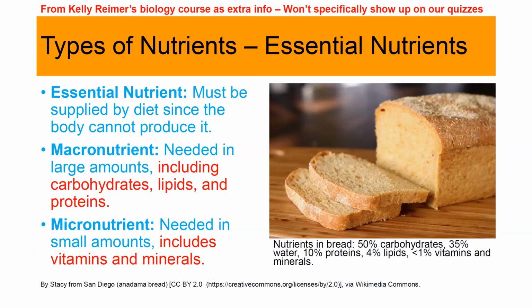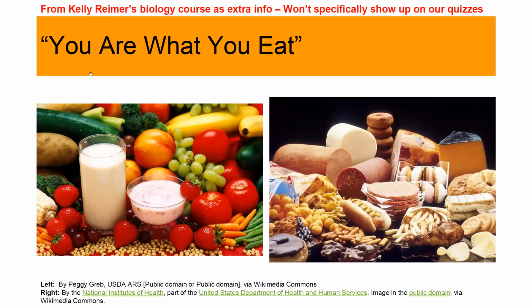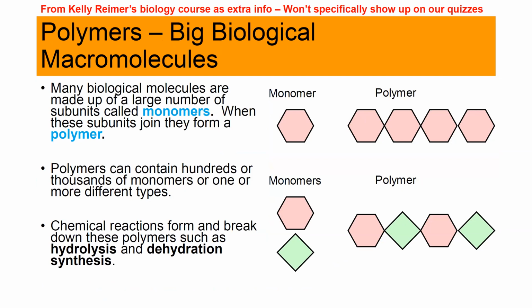Now, these orange slides, I'm going to skip over most of them, but from my biology class, I teach a lot of the same content about nutrition. I talk about essential nutrients, macronutrients, and micronutrients. And I start off by telling them you are what you eat, because it's literally true. These building blocks are needed to make your body. So far, this is pretty straightforward. What we eat, we break down, and we use it to make our bodies.